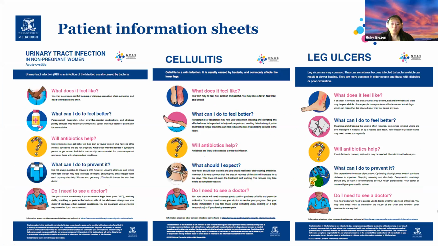Importantly, we were able to incorporate all 11 categories into these information sheets, and they've all been cross-checked with therapeutic guidelines, which is our endorsed guidelines, for accuracy, making these patient information sheets evidence-based.